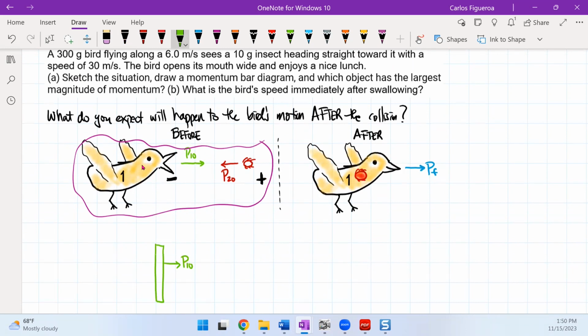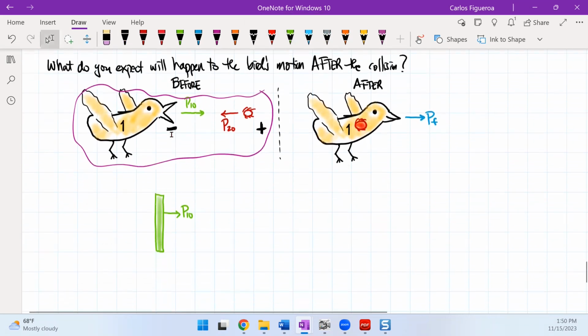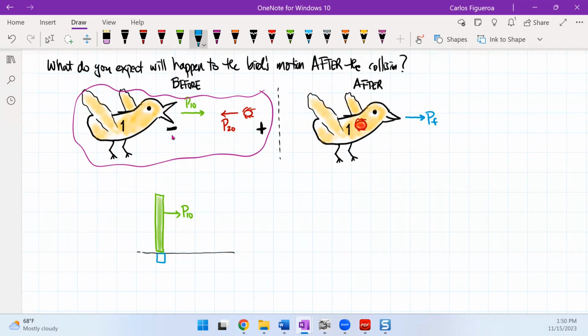And this bird is moving in this direction, to the right. The bug, on the other hand, even though it's moving relatively fast, has a tiny mass. And because it has a tiny mass, I would expect that its momentum will be in the negative direction. So what happens afterwards?